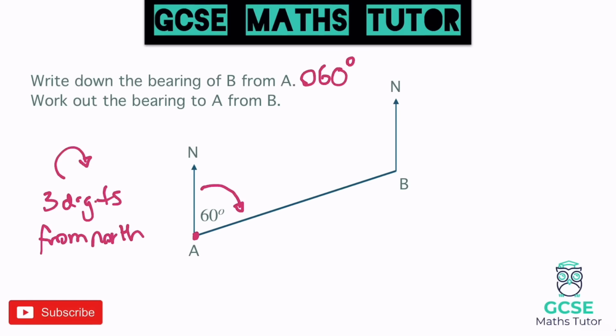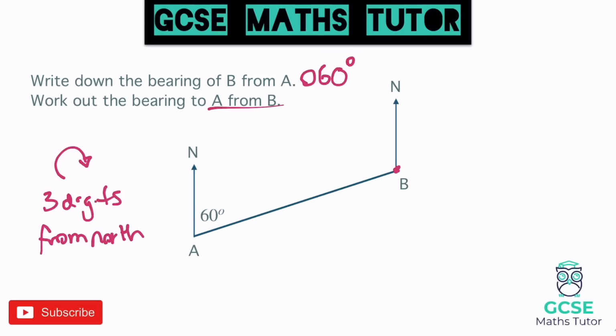Now the next part of the question says write down the bearing of A from B. So that means now I'm standing at B. So let's just get rid of these little bits. So this time A from B means I'm standing at B. Obviously, following these rules, if I face north, I've got to turn all the way around this way to get back to the direction of going back to A. So let's have a look at how we can do this.